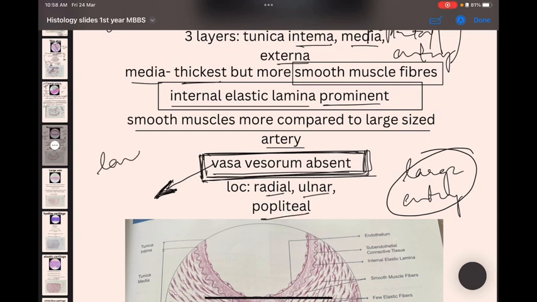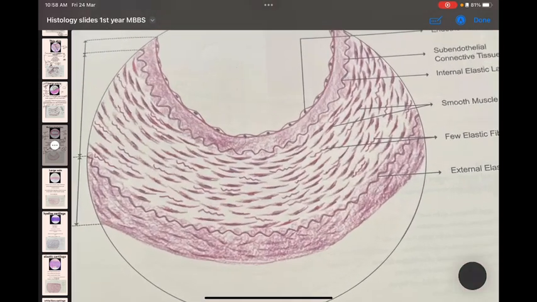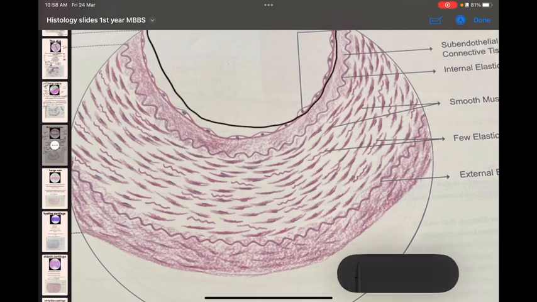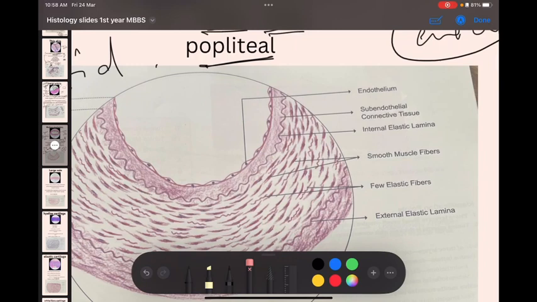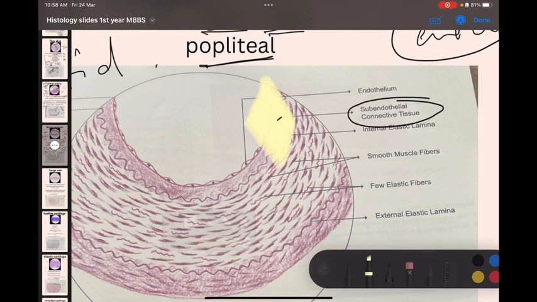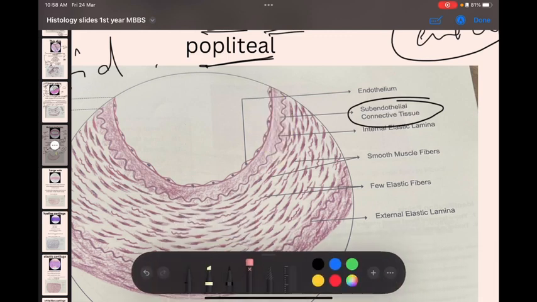So for large artery it was aorta, common carotid, right? In this case radial, ulnar, popliteal. Finished. Now coming to the diagram, we have again the same endothelium and then subendothelial connective tissue layer. This thing is subendothelial connective tissue layer.